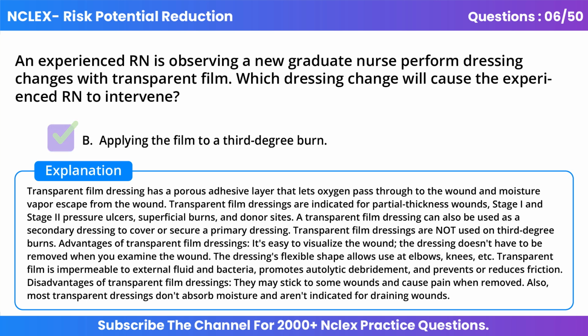Advantages of transparent film dressings: it's easy to visualize the wound, and the dressing doesn't have to be removed when you examine the wound. The dressing's flexible shape allows use at elbows, knees, etc. Transparent film is impermeable to external fluid and bacteria, promotes autolytic debridement, and prevents or reduces friction. Disadvantages: they may stick to some wounds and cause pain when removed. Also, most transparent dressings don't absorb moisture and aren't indicated for draining wounds.